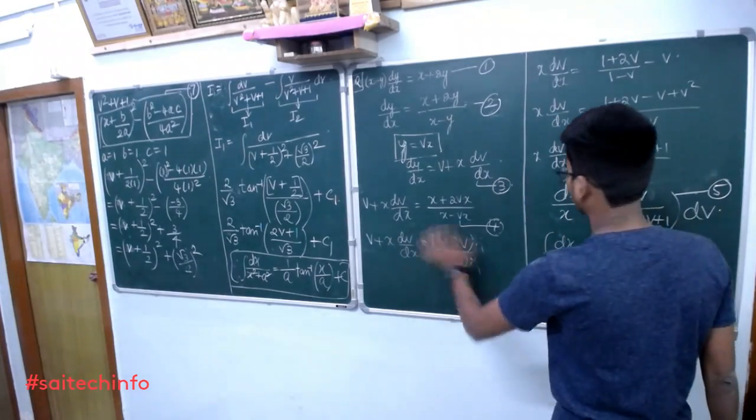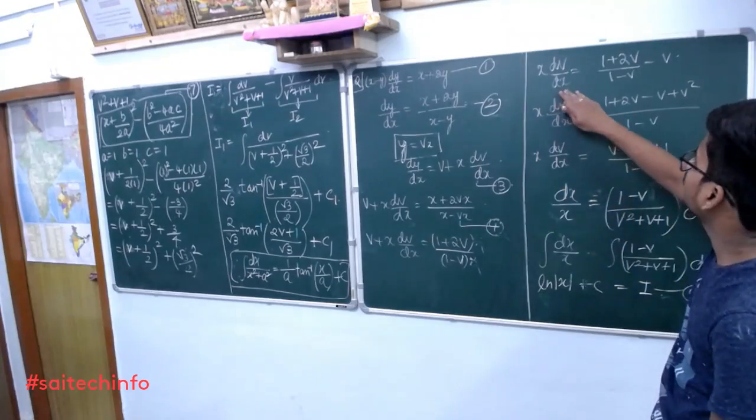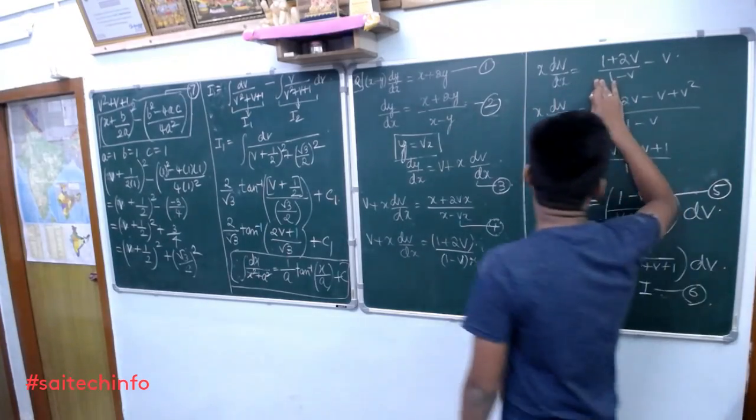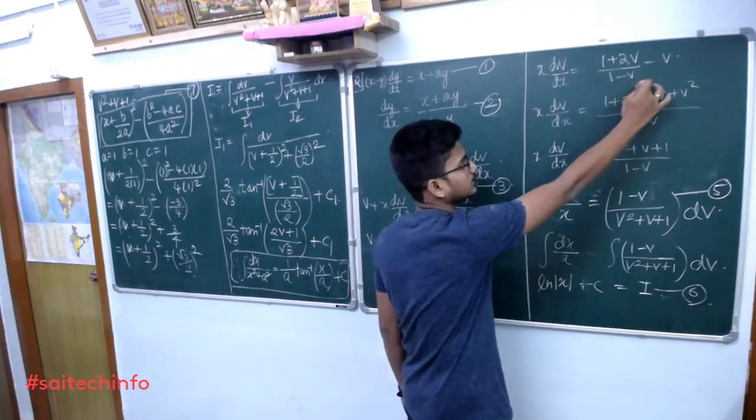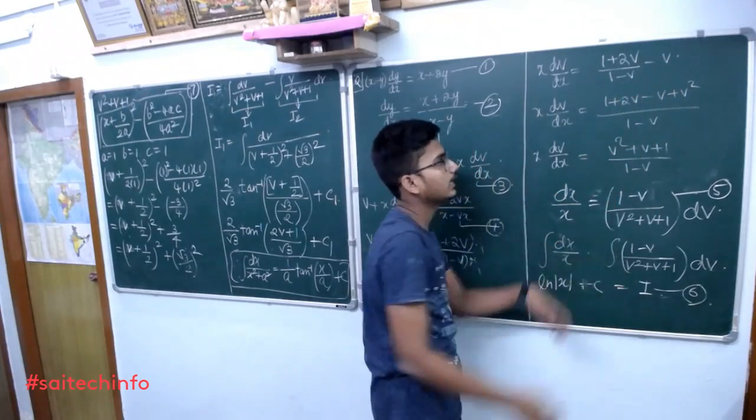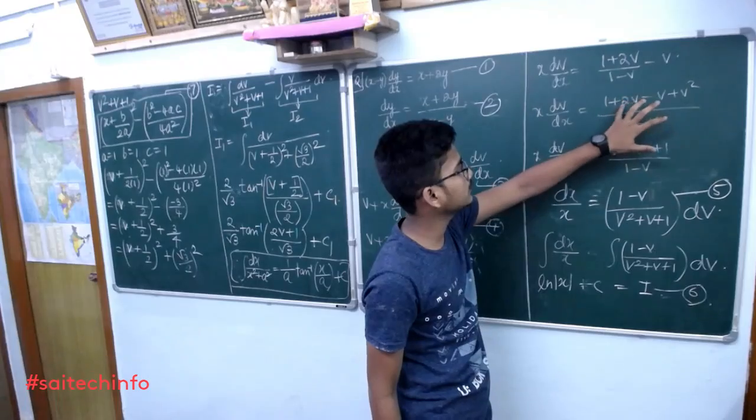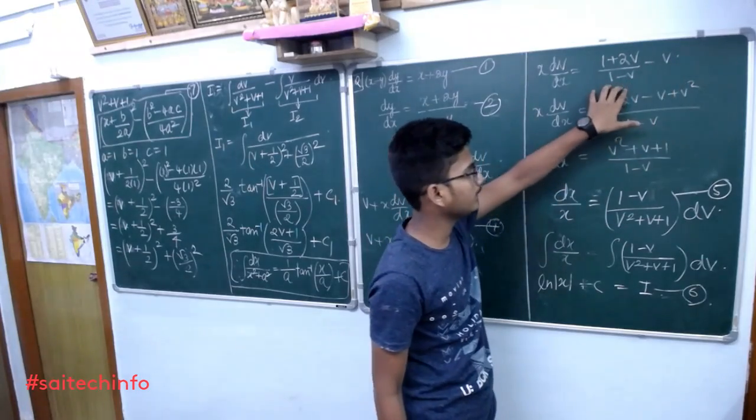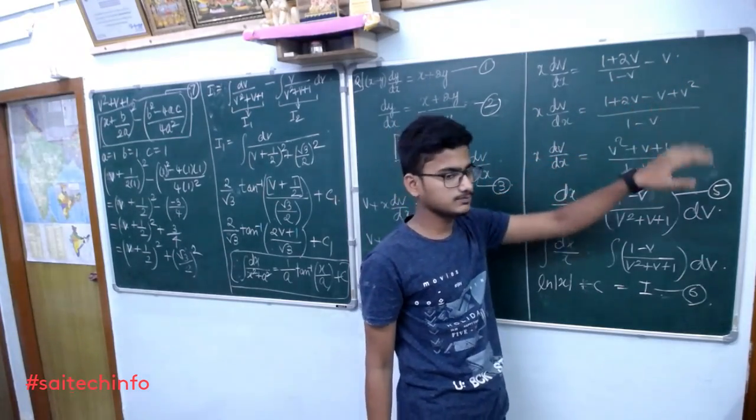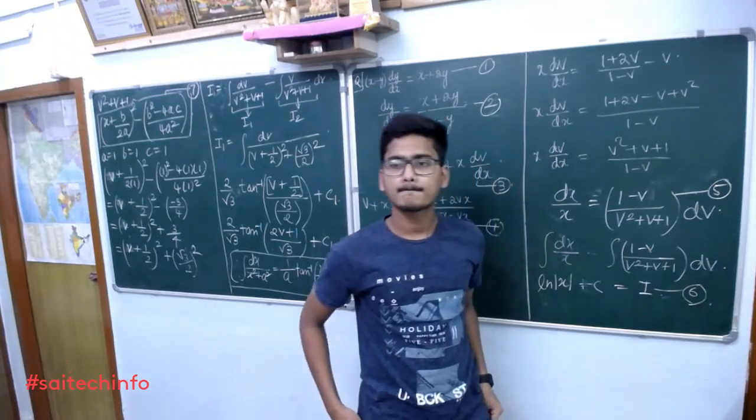So taking v to the right hand side, that becomes x into dv by dx is equal to (1 plus 2v) divided by (1 minus v) minus v. Again taking LCM, it becomes 1 plus 2v minus v into (1 minus v), that is minus v plus v square. Here there is a chance of committing a mistake.